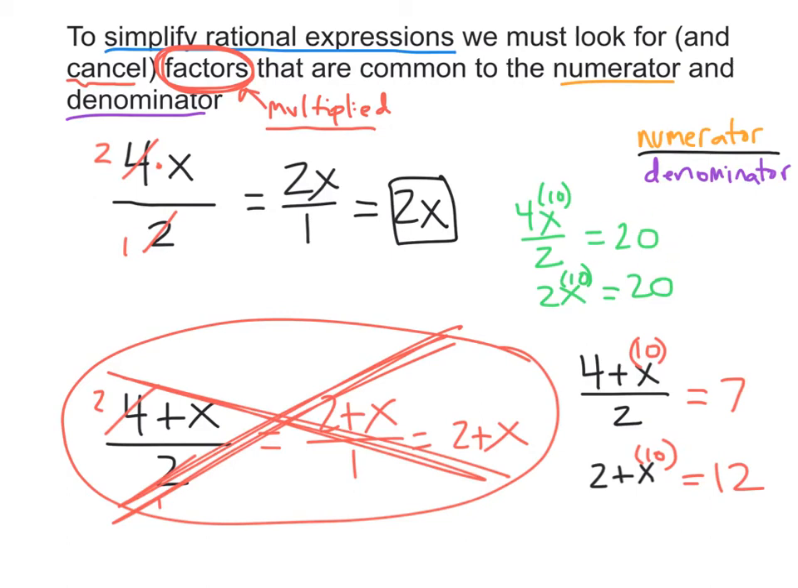So we ended up with the same value when we plugged in 10 for this original problem and what we simplified it to. We came up with the same value. Again, down here, we did not. So this was not the correct way to simplify this over here. Again, the main thing here is we can only simplify by canceling out common factors, not terms.